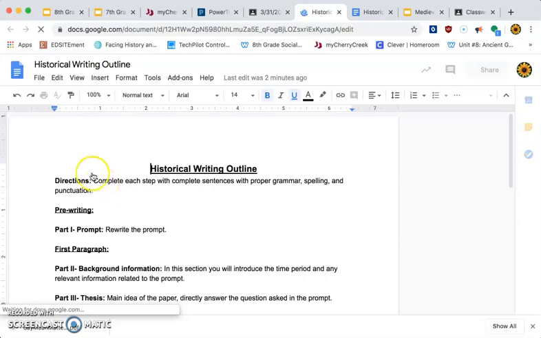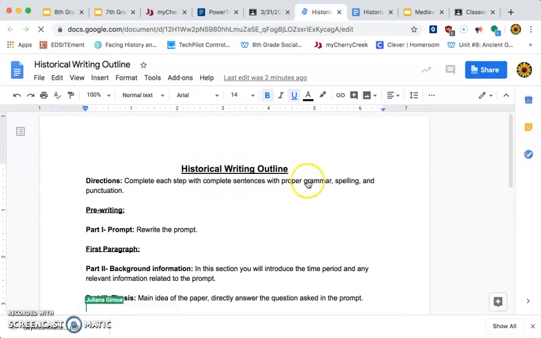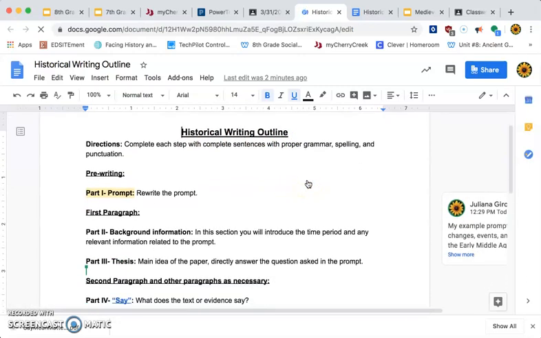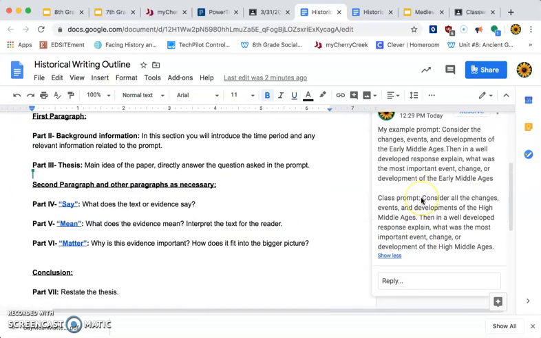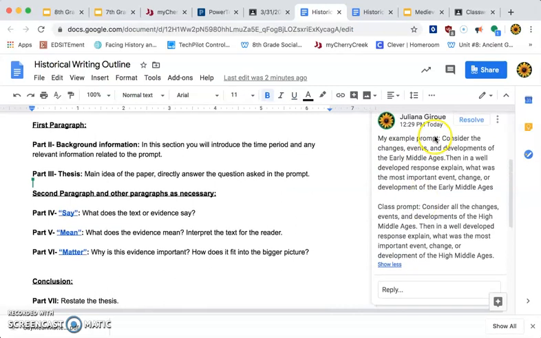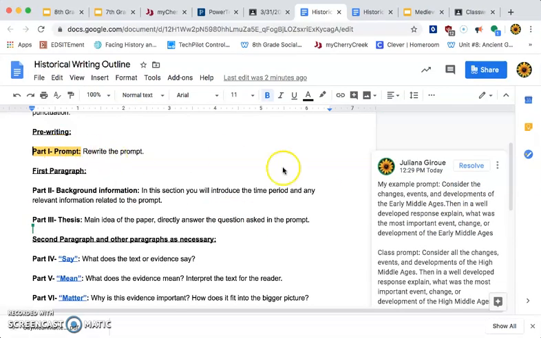All right, directions. Complete each step with complete sentences with proper grammar, spelling, and punctuation. You'll see that I've left a comment over here. I am going to do a different example prompt than the one you are going to do. My example prompt is to consider the changes, events, and developments of the early Middle Ages. Then, in a well-developed response, explain what the most important event, change, or development of the Middle Ages. So, part 1, prompt, rewrite the prompt.